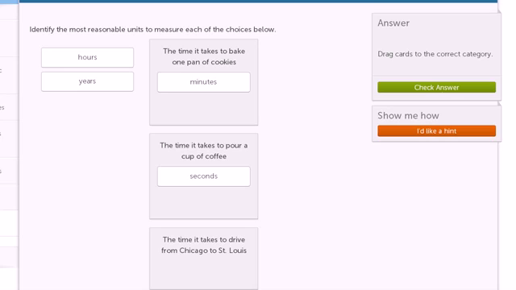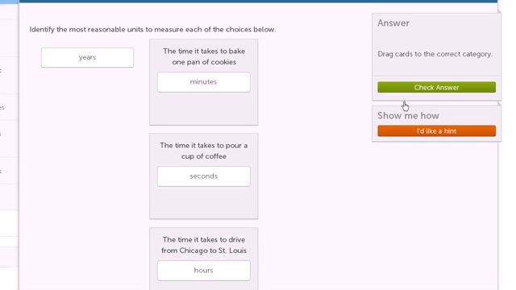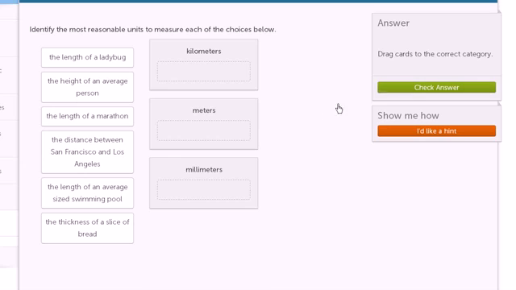The time it takes to drive from Chicago to St. Louis. Well, hopefully that won't take you years. I don't know the exact distance, but it's going to take you several hours to do that. So I will go with hours. Let's do a few more of these.